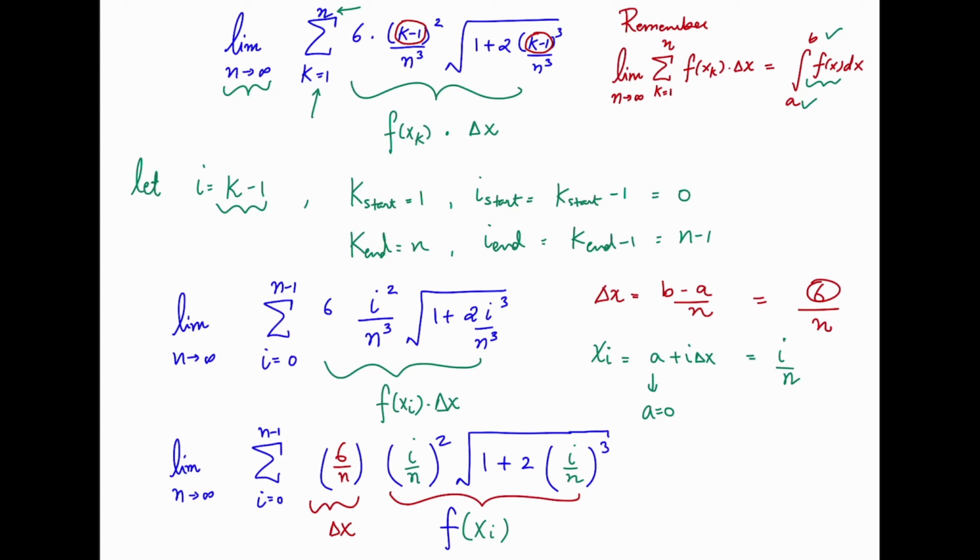So let's try to see what happens. If you choose 6 over n, then my 0 plus i delta x will look like 6i over n, which I don't have. I don't have 6i over n. I have just i over n. So I must readjust my formula a little bit. What I'll do is make it into 1 over n, and I'll have the 6 hanging out by itself.